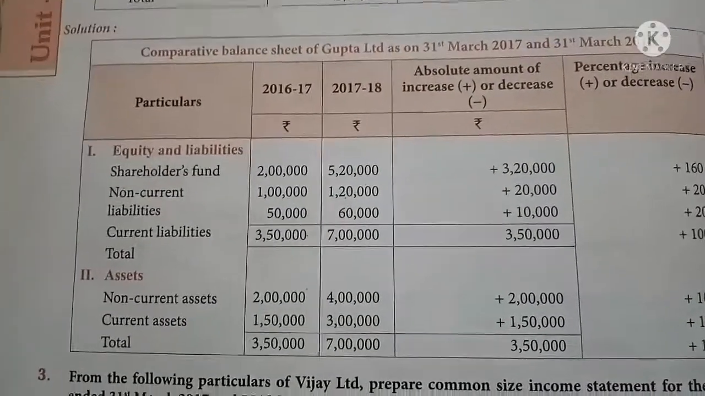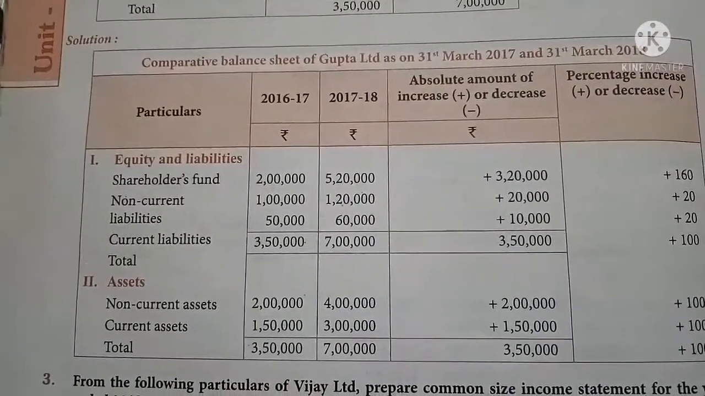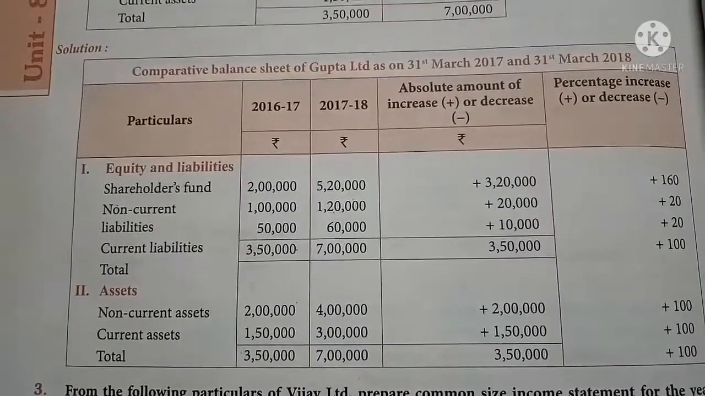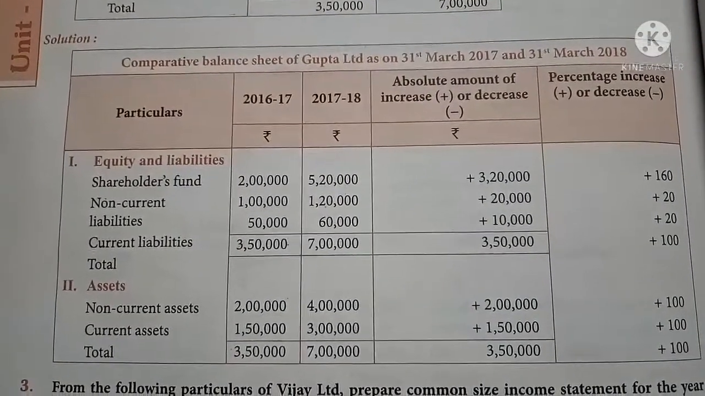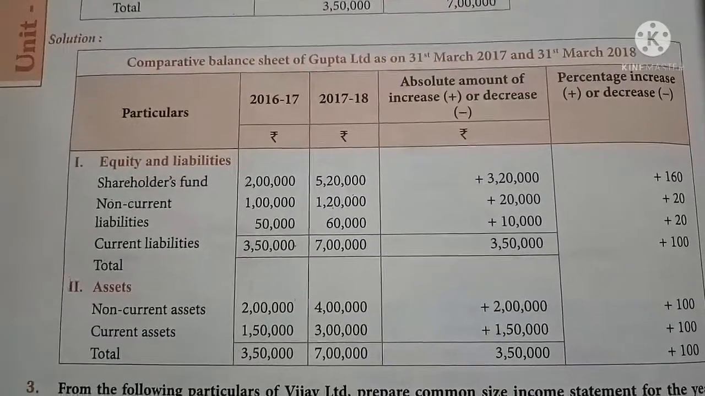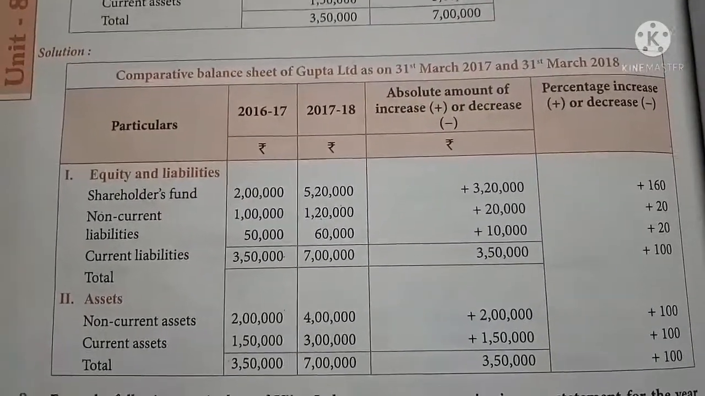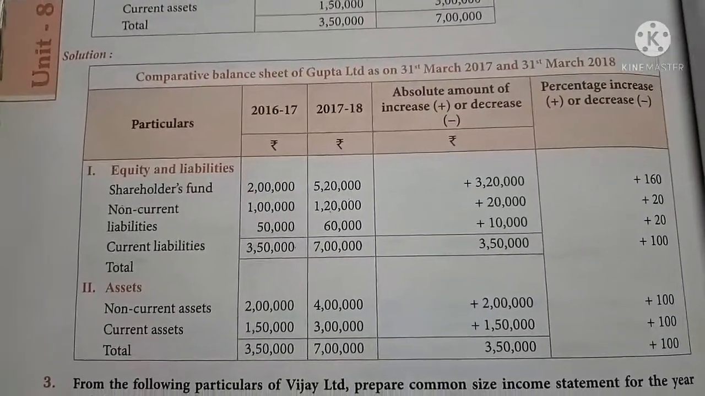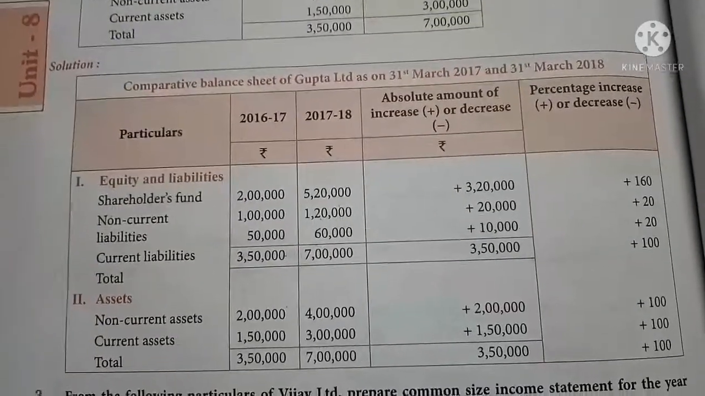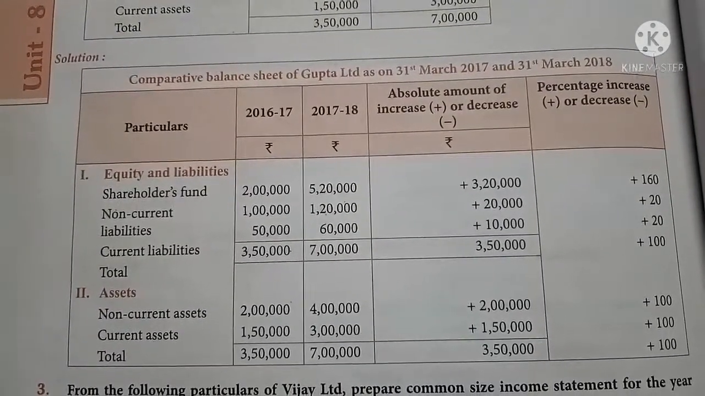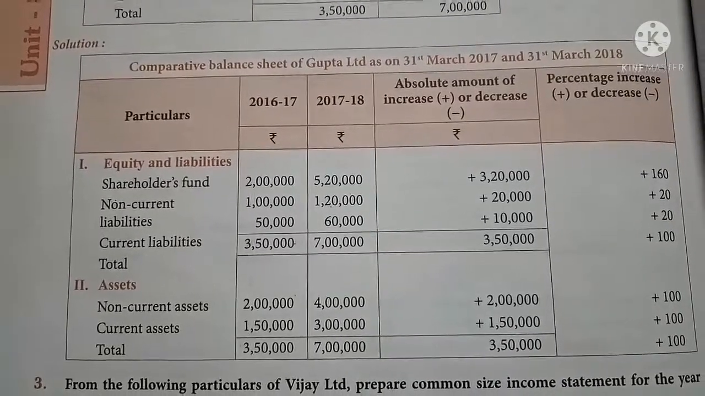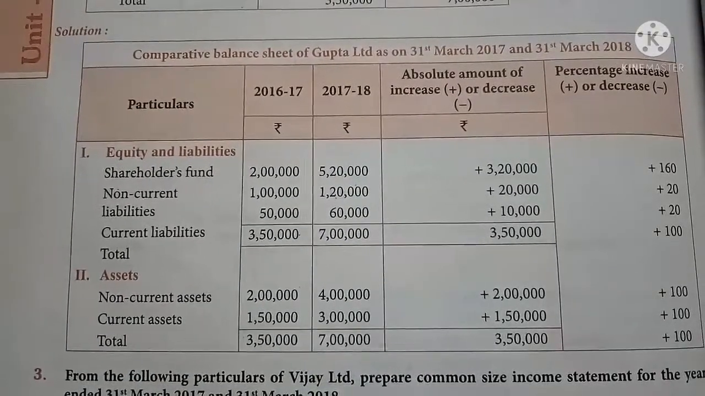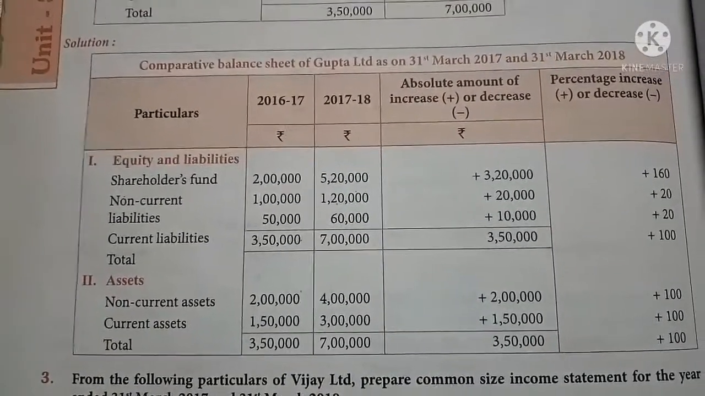For writing the shareholders fund, the first year amount is 2 lakh, the second year amount is 5 lakh 20. So while comparing it, it will increase 3 lakh 20. And find the percentage. 3 lakh 20 by 2 lakh into 100. So 160 percentage. Non-current liability, first year amount 1 lakh, second year amount 1 lakh 20. While comparing it, it will increase plus 20,000. Again calculate the percentage. Difference amount 20,000 numerator by first year amount 1 lakh denominator into 100, 20 percentage.